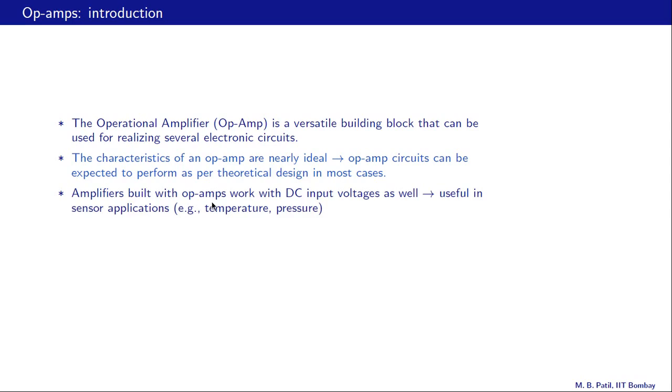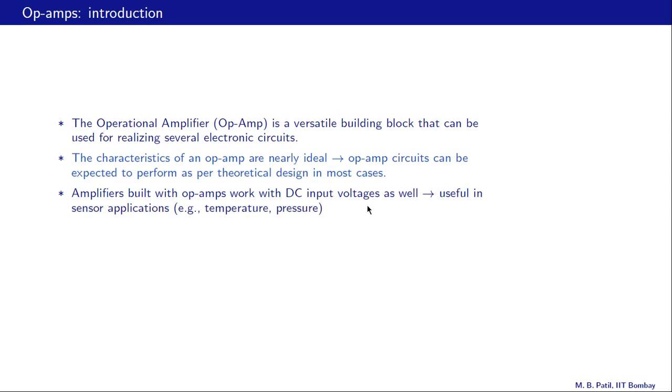Amplifiers built with op-amps work with DC input voltages as well. Now, if you recall, the common emitter amplifier, for example, had a coupling capacitor to connect the input voltage to the amplifier. And if you apply an input DC voltage, that coupling capacitor would obviously block the DC input voltage and it will not reach the amplifier. That is not the case with op-amp circuits. Amplifiers built with op-amps can also work with DC input voltages.